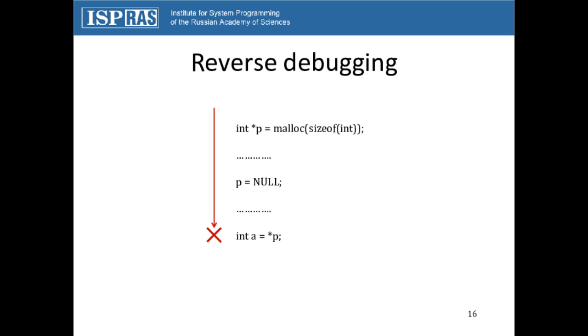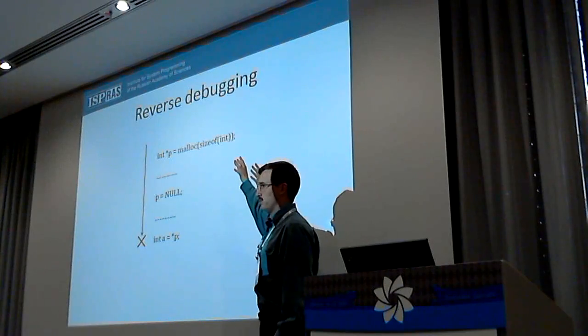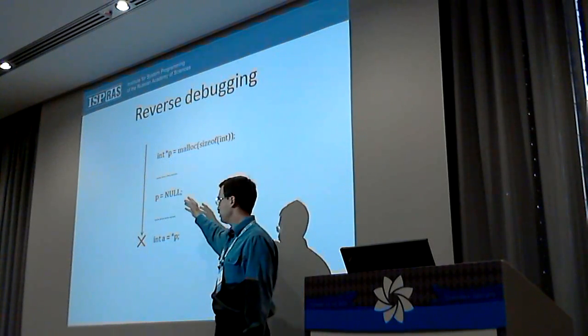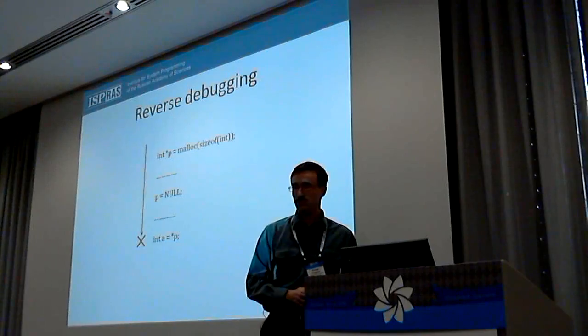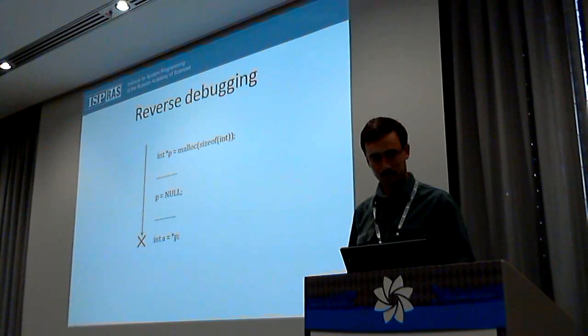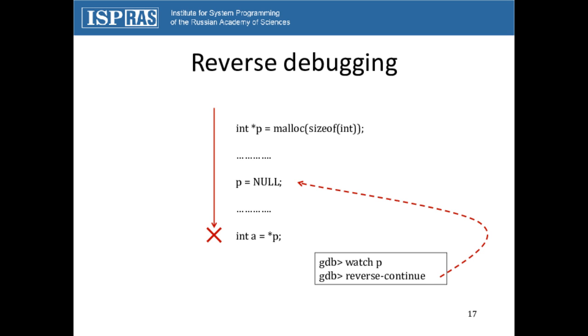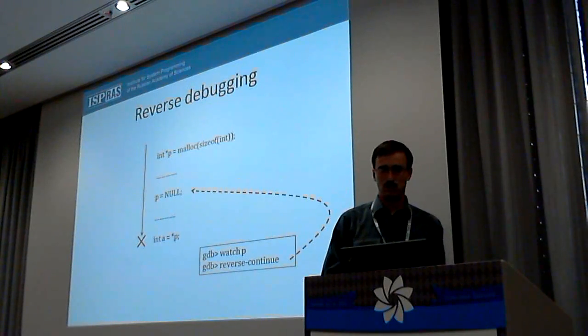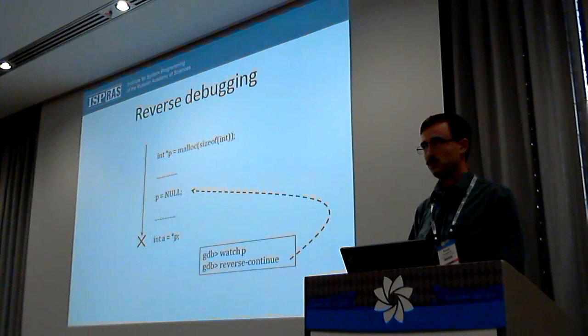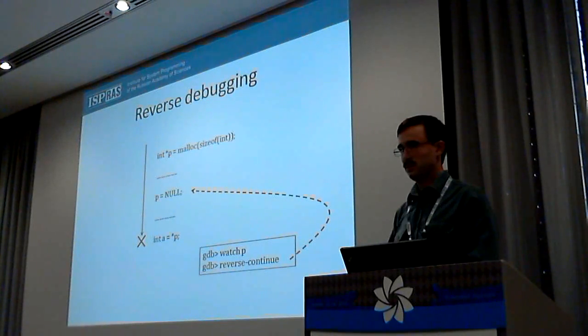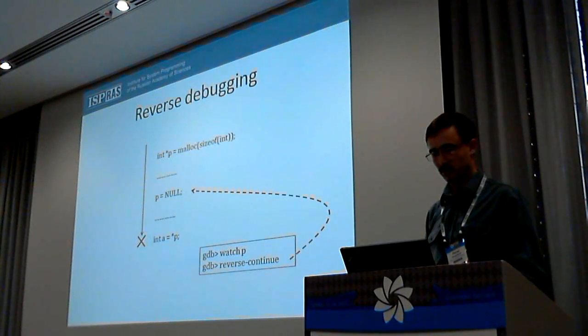How does it work? How does reverse continue work? Imagine the following program, which initializes the pointer, then corrupts the pointer, and then tries to dereference it. The developer wants to find this point and then issues the following commands. He sets a watchpoint to the pointer and issues the reverse continue command.